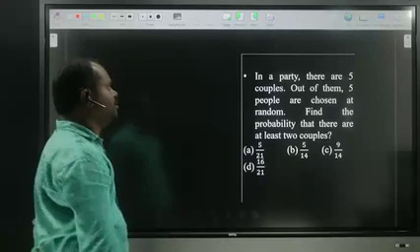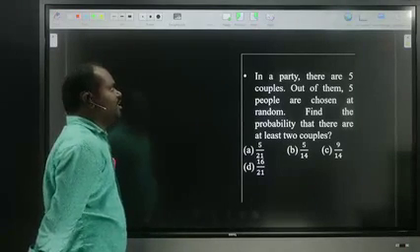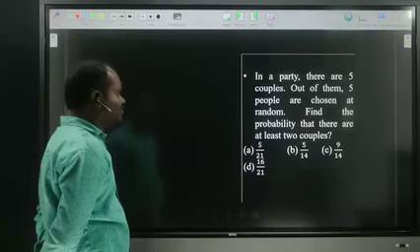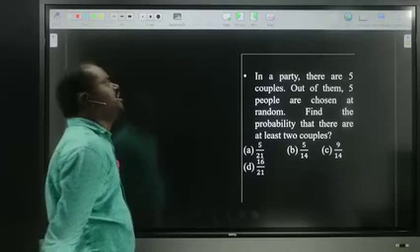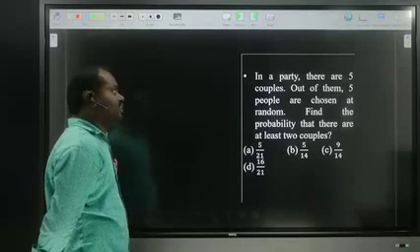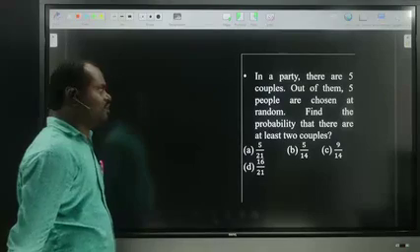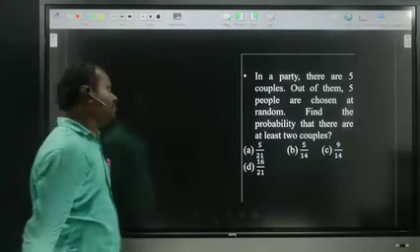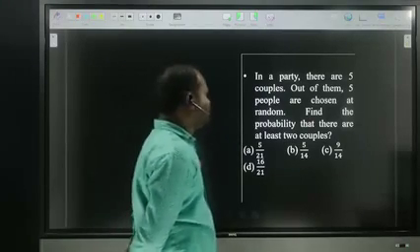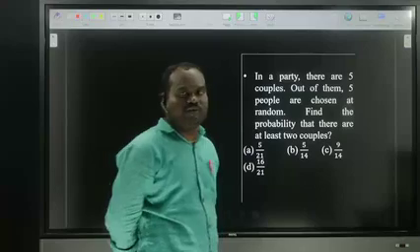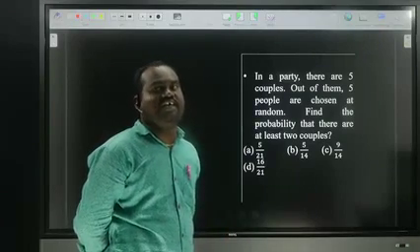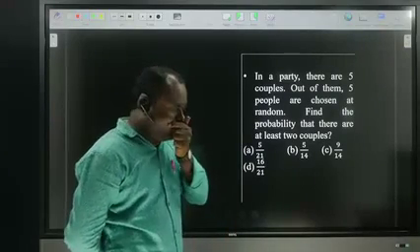What is the next question? In a party there are 5 couples. Out of them 5 people are chosen at random. Find the probability that there are at least 2 couples. At least 2 couples.